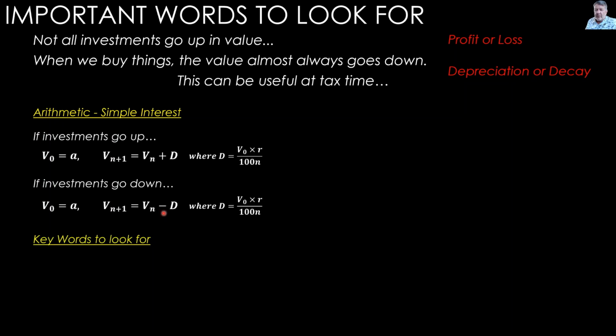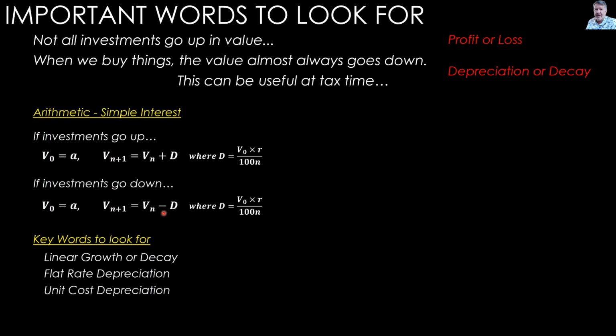Keywords to look for when you're talking about arithmetic recurrence relations. Linear growth or decay, straight line, flat rate depreciation you're looking for. Unit cost depreciation, things that are going down or up or down by a set amount each time. That's where you're using the arithmetic sequences.